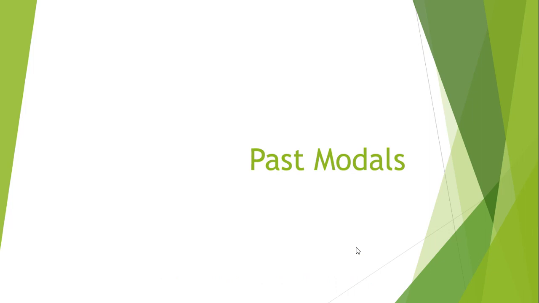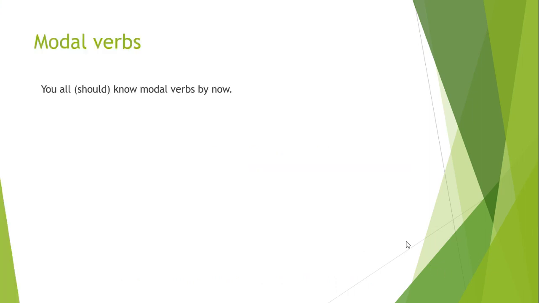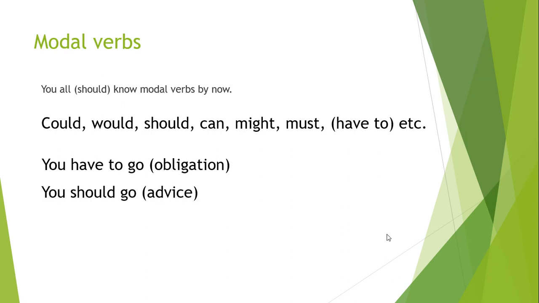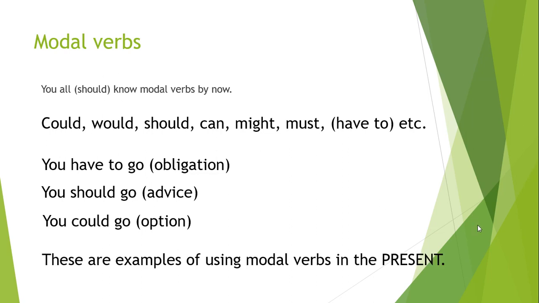Okay, so with this, we're going to have a look at past modals. So modal verbs, you should all know modal verbs by now. Could, would, should, can, might, must, and have to, kind of. So some examples: you have to go is an obligation. You should go is advice. And you could go is an option. These are all examples of using modal verbs in the present.